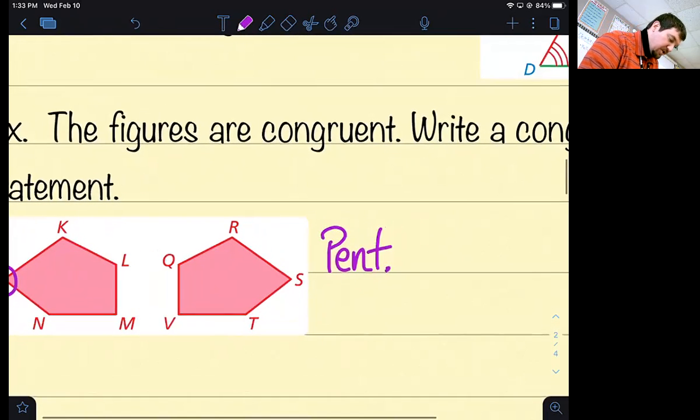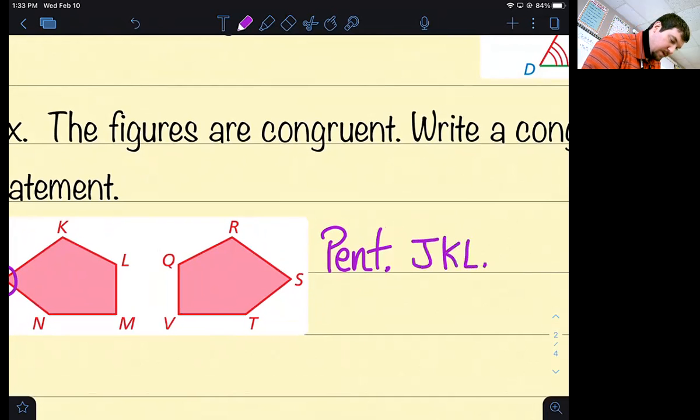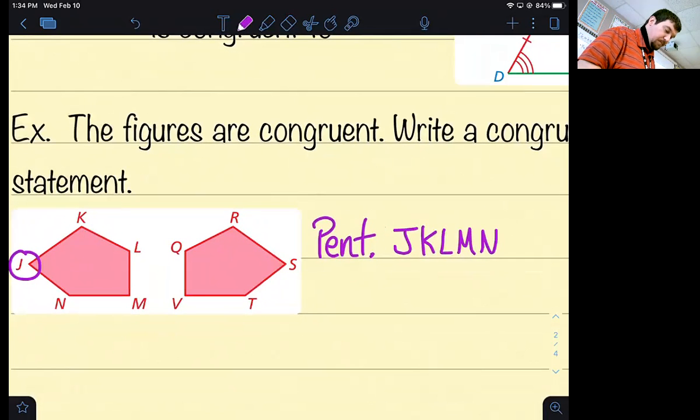Yeah, so we'll do Pentagon JKLMN. By the way, these are all capital letters. If you try putting a lowercase letter in Big Ideas, it'll say it's wrong because when you list angles and segments, we always use capitalized letters. Not sure why, this is what we do.